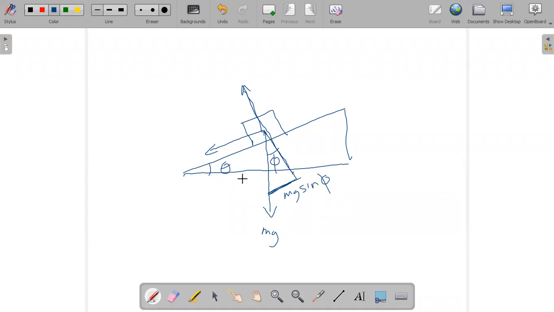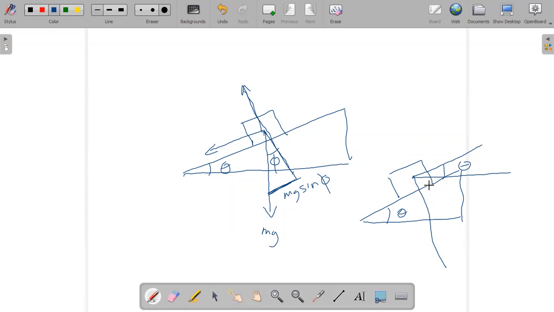And phi is always going to be the angle of incline, but let's go ahead and prove that. So this is our block, and I'm going to put these two components here. So if this is theta, that's theta. Now I'm going to put my normal here.